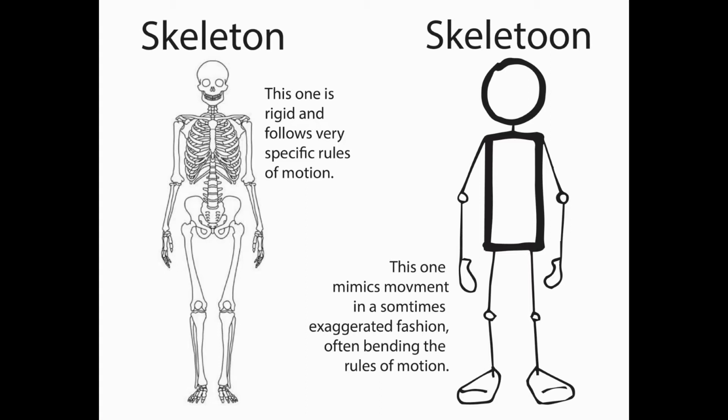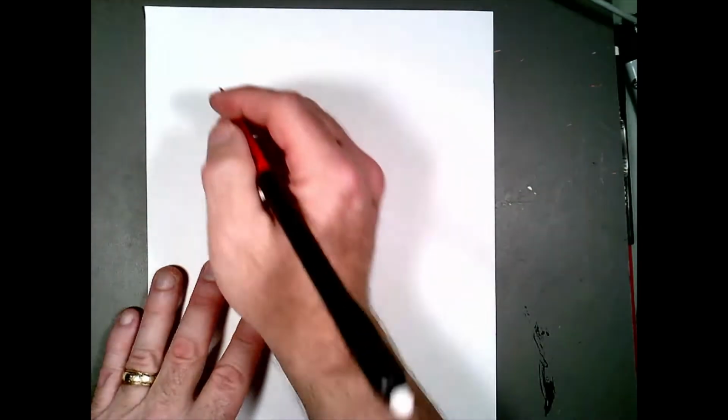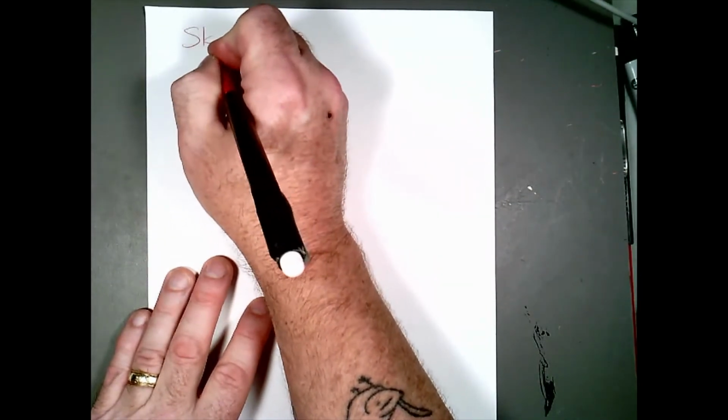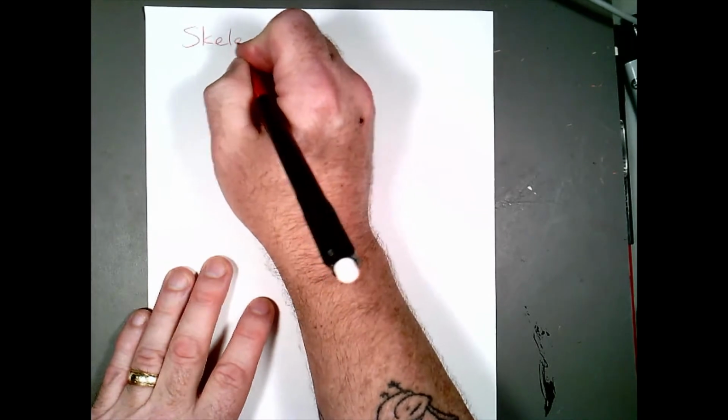Now, on the left here, we have a skeleton, which is rigid and follows very specific rules of motion because of the body. But a skeletoon, this one, mimics movement in a sometimes exaggerated fashion, often bending the rules of motion. A skeletoon is flexible. It's not as rigid, and it tries to mimic reality without being reality.